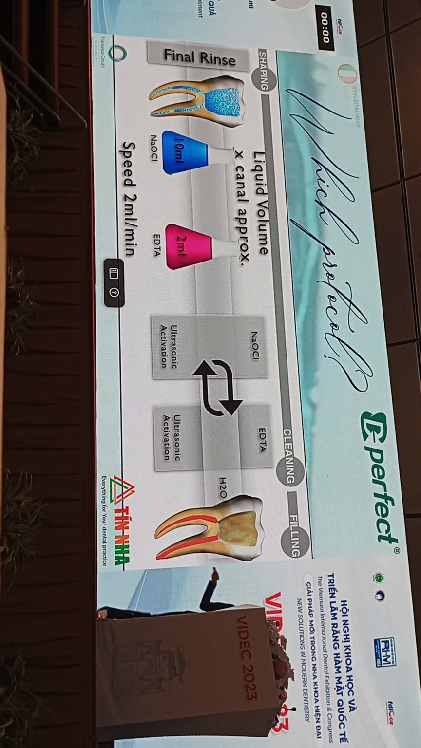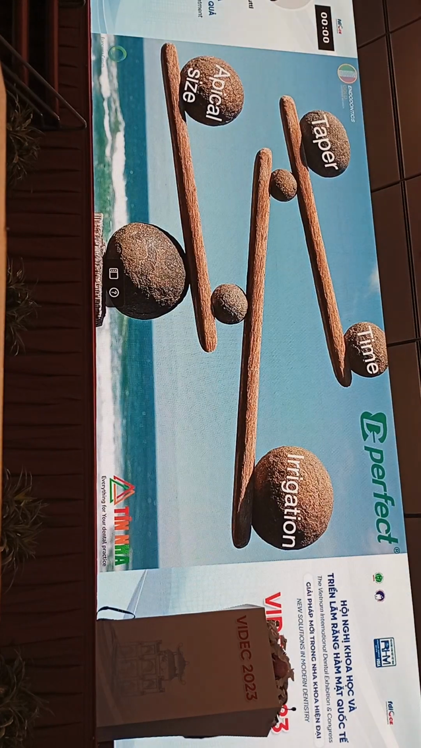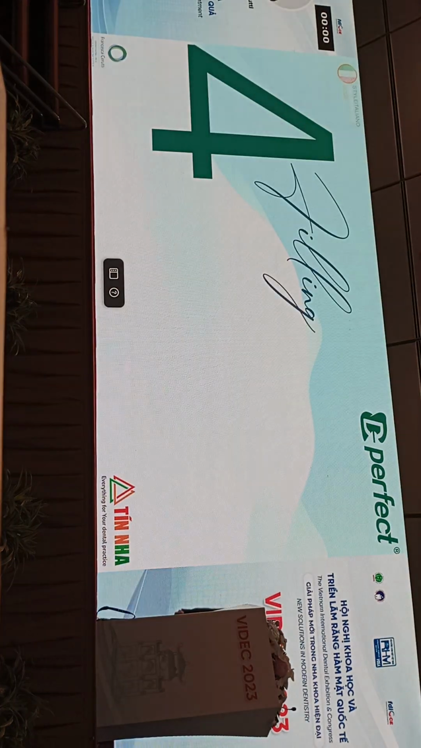And this is why if I take a short time shaping, I'm happy. And we have to balance all of these: taper, analytical size of the preparation, irrigation, and time that we want to spend irrigating.